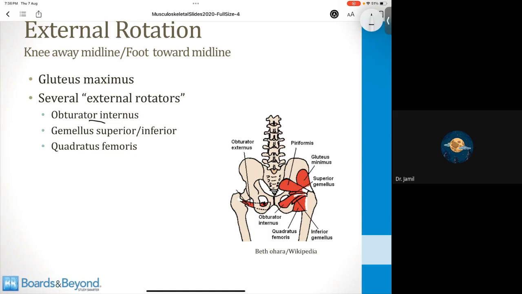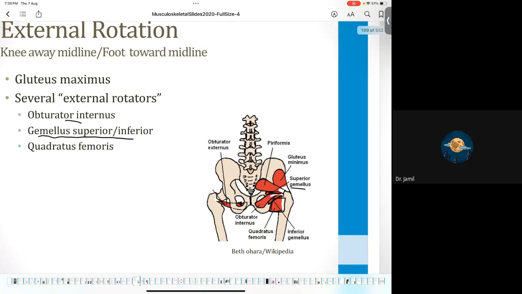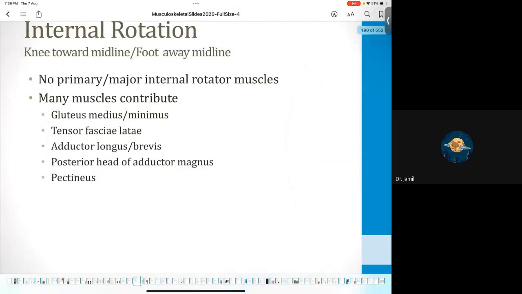Okay, we have the gemellus superior and inferior muscles. You can see these are the gemellus superior and the gemellus inferior muscle. They are also your external rotators, right? And we have quadratus femoris. Quadratus femoris is this rectangular kind of muscle, which also leads to external rotation, right? So these are your major external rotators.